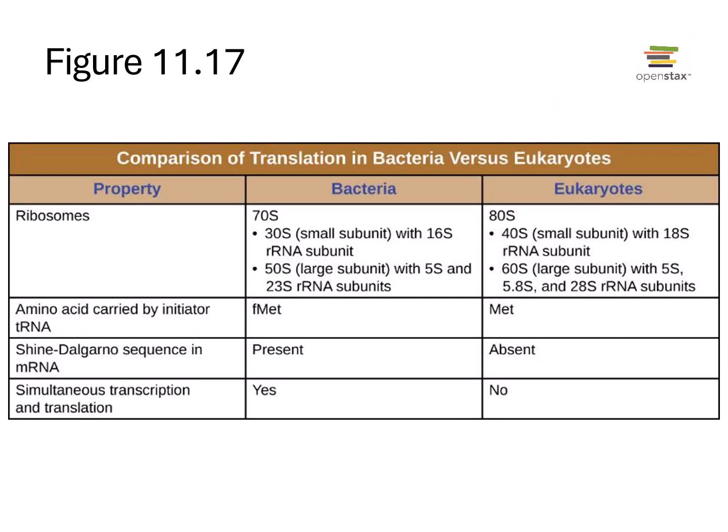All right, so this is a nice table comparing translation in bacteria, those prokaryotes, versus eukaryotes. In bacteria, they have 70S ribosomes. We have 80S. Remember, for bacteria, they have formyl methionine with that formyl group attached, whereas in eukaryotes, just regular methionine. In bacteria, we have that Shine-Dalgarno sequence that's recognized by ribosomes, whereas in eukaryotes, we start from that 5' cap.